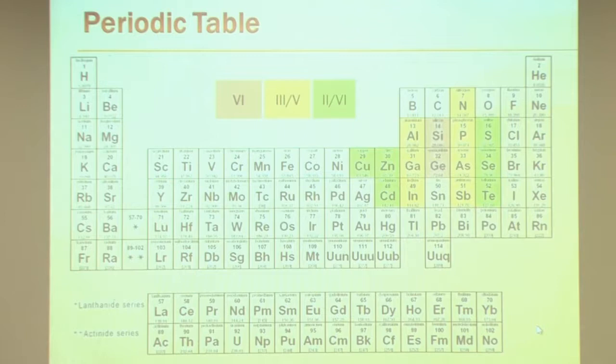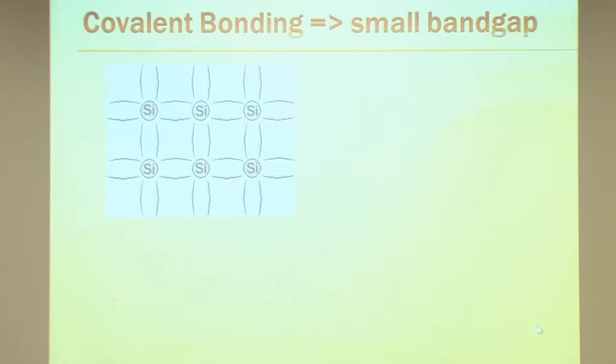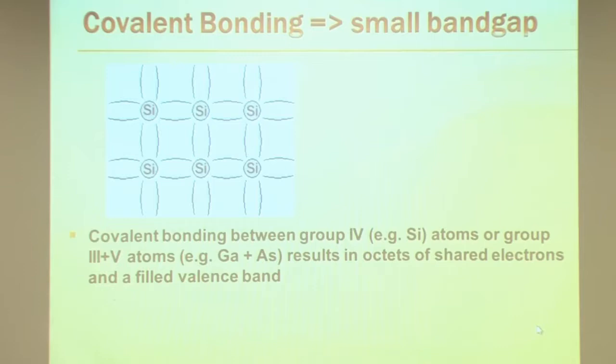How that looks in the crystal structure is each silicon atom has 4 valence electrons, which combine with 4 atoms around it to create perfect octets. And you can do that with just silicon or with 3-5 atoms, where the gallium has 3 valence electrons and the arsenic has 5 valence electrons. Again, you get that perfect octet.